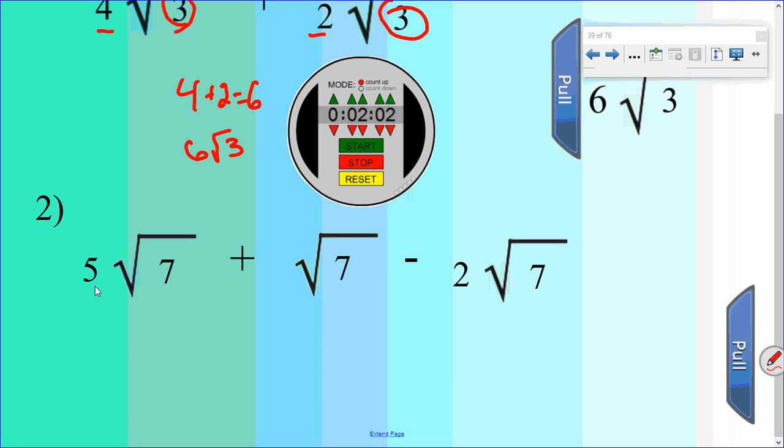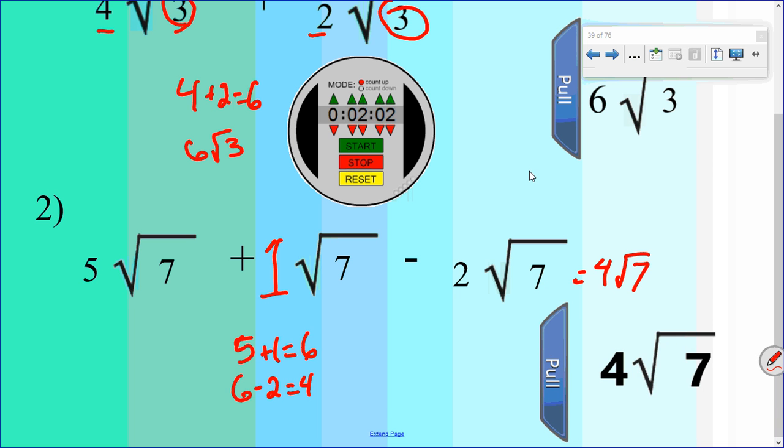So here I got 5. There's no number here. I'm suspicious. If there is no number, I remember in algebra, you can put an imaginary 1. So if you didn't put that 1, you're going to have a hard time with the answer. And then you're going to subtract 2. So 5 plus 1 gives me 6. And then 6 minus 2 gives me 4. So my outside number is going to be 4. And my inside number stays the same, radical 7. So there is my answer for radical 7. And let's pull that out. Yes. I got 100 on my quiz.